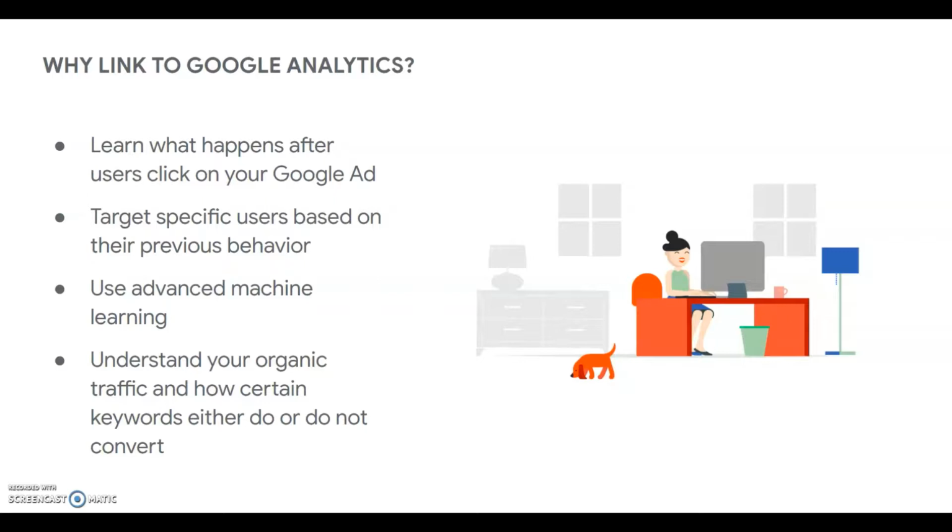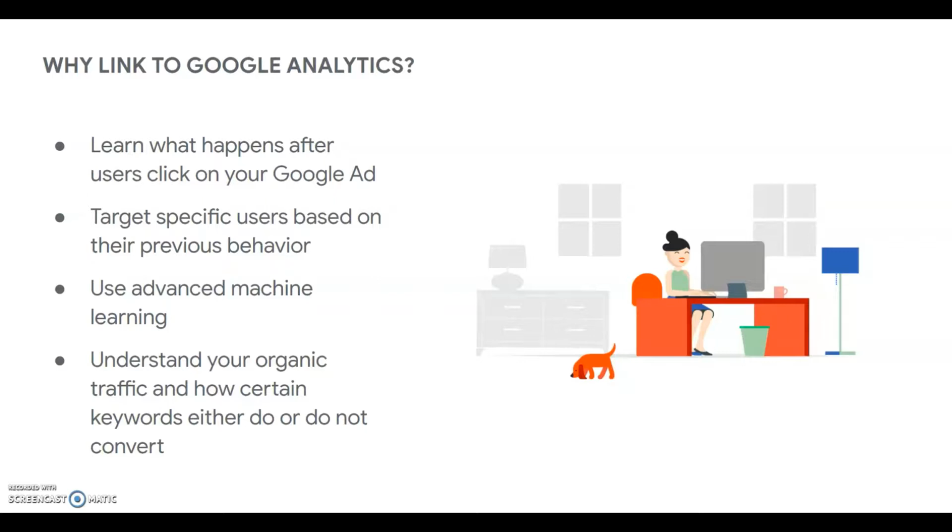Let's say people searching for blue t-shirts land on your site from your Google ad 45% of the time, while people searching for red t-shirts come to your site from your ad only 3% of the time. You can then increase your Google ad bids for your high-performing keywords.